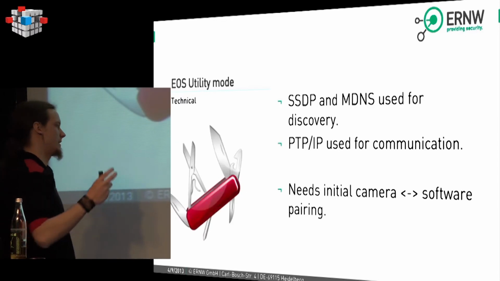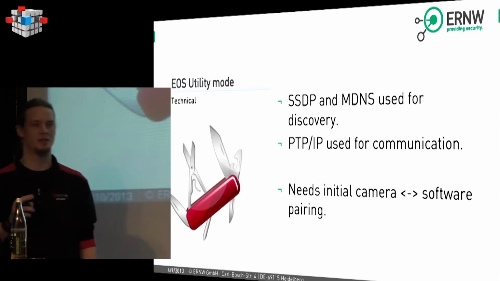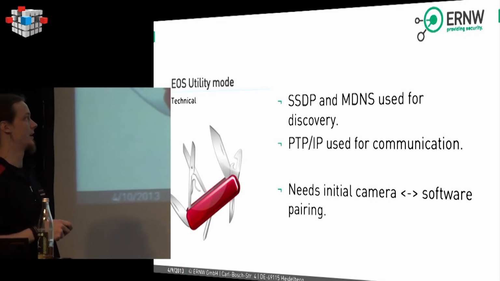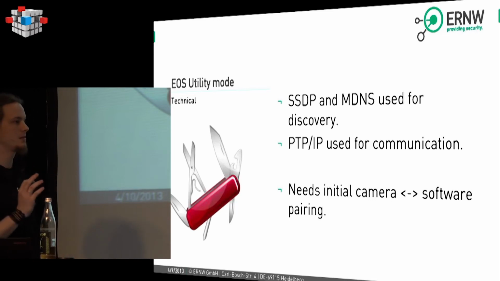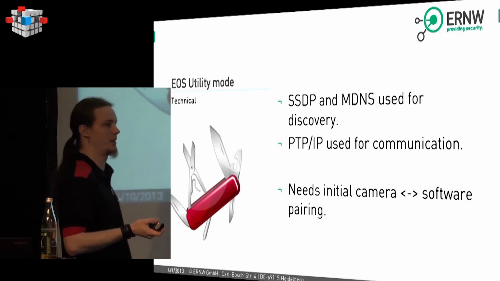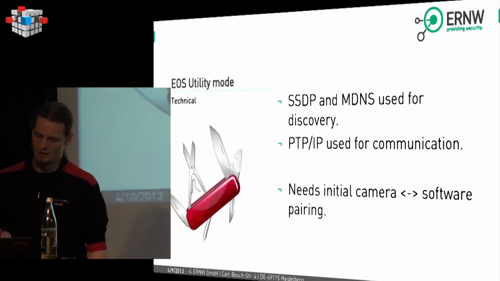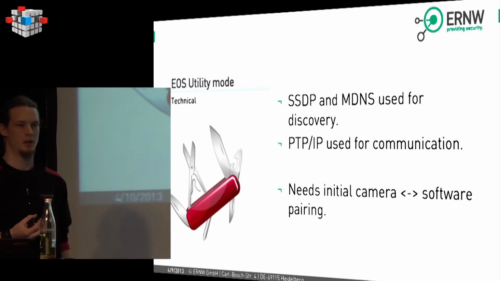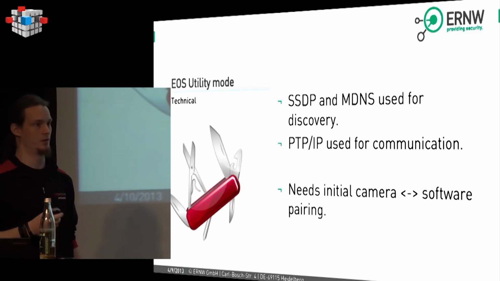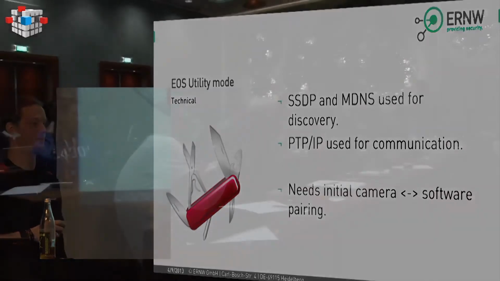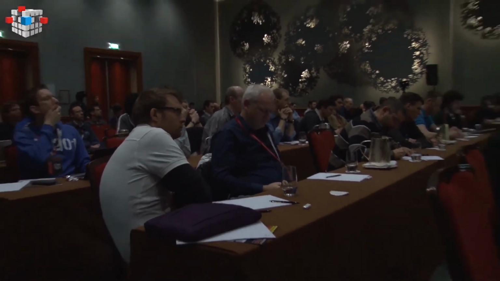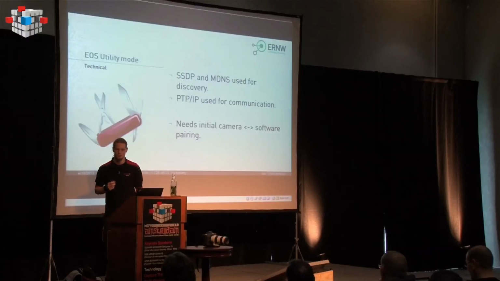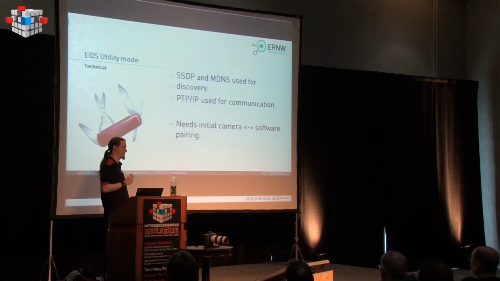OK, so let's speak technically about the mode. The ES utility mode is just a marketing name. It internally uses PTP IP for communication. Maybe some of you have heard about PTP, the Picture Transfer Protocol, which is used on almost every media device these days. Every camera out there with a network mode or even with a USB port uses PTP. PTP comes from the USB side of the camera, and even some non-iPod MP3 players also speak PTP. The camera just goes a step further and uses PTP over the IP protocol.